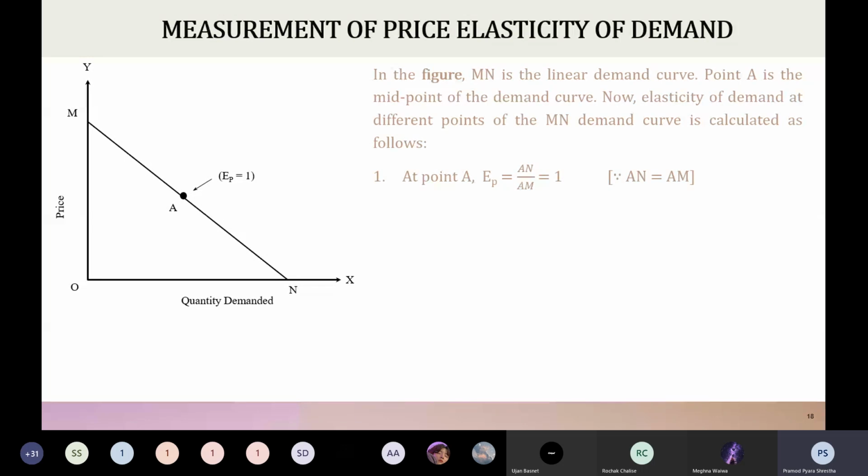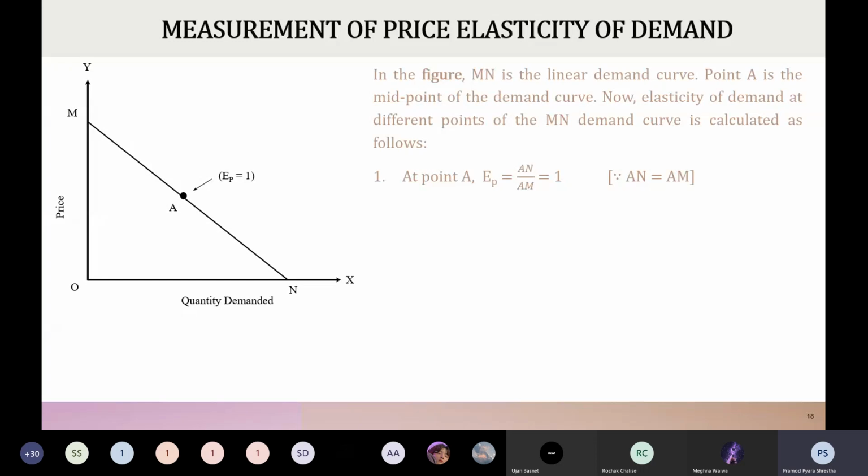So the formula to calculate price elasticity of demand is EP equals lower segment divided by upper segment. The lower segment of the demand curve is AN, and AM is the upper segment. The lower segment is 2 centimeters, and the upper segment is also 2 centimeters. That's why 2 by 2 equals 1. So at the midpoint, price elasticity of demand is equal to 1.